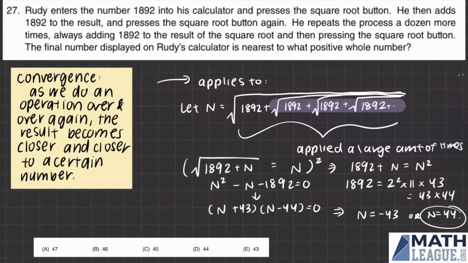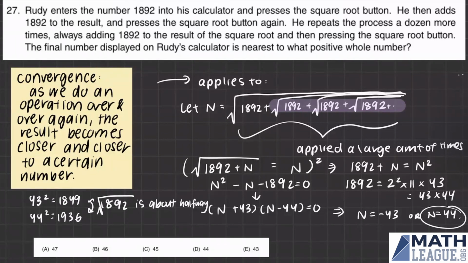However, if you have the time within the contest, you can observe that 43 squared is 1849, and 44 squared is 1936. So 1892 is about halfway between these numbers. And what that means is that if 1892 is already around halfway between these two numbers, if we apply this operation, i.e. we keep adding to the square root of 1892, then we're going to end up becoming closer and closer to 44 and not as close to 43. So that's just another piece of intuition that you can use.